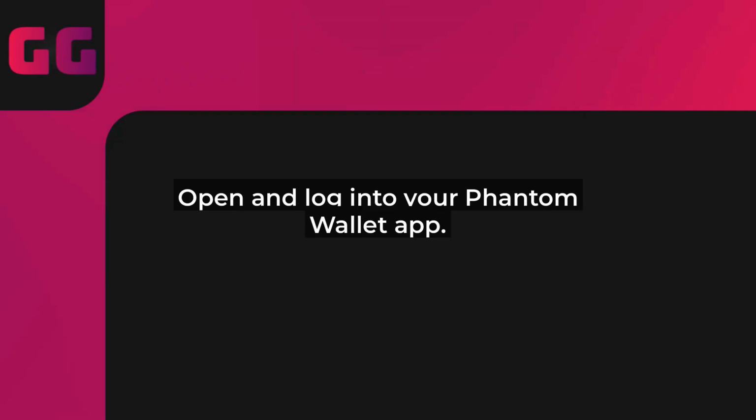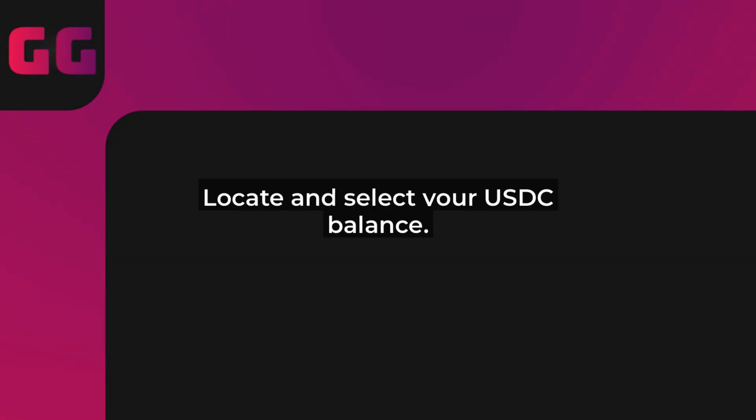Step 1. Open your Phantom Wallet and navigate to the Assets section. Locate your USDC balance. It should be listed clearly. If you don't see it, ensure you've added the token manually if needed.